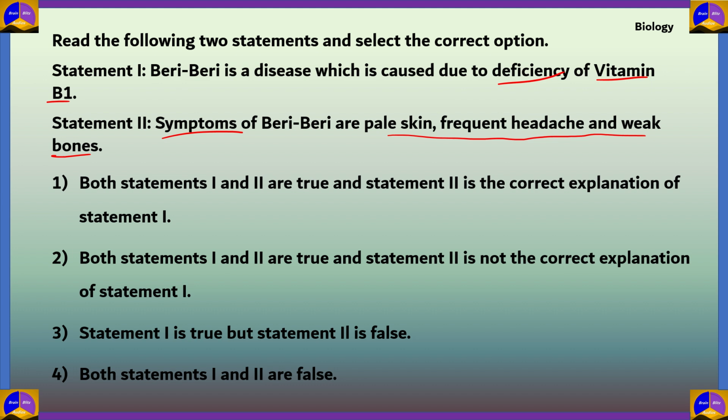Option 1. Both statements 1 and 2 are true, and statement 2 is the correct explanation of statement 1. Option 2. Both statements 1 and 2 are true, and statement 2 is not the correct explanation of statement 1. Option 3, statement 1 is true, but statement 2 is false. And option 4, both statements 1 and 2 are false.